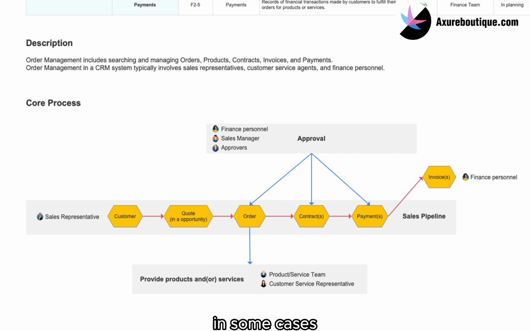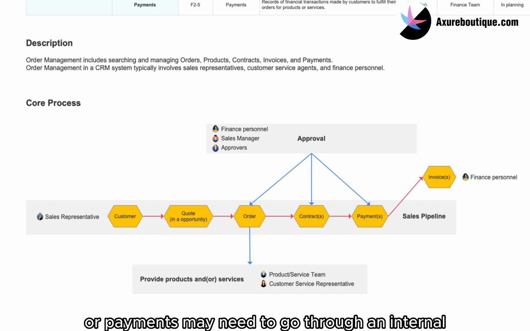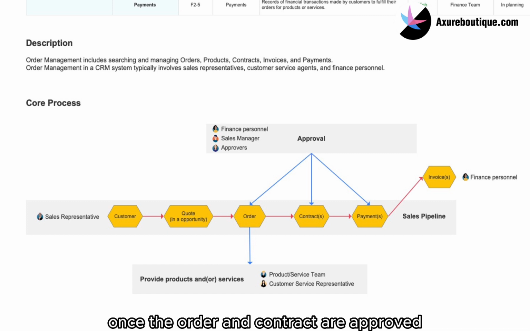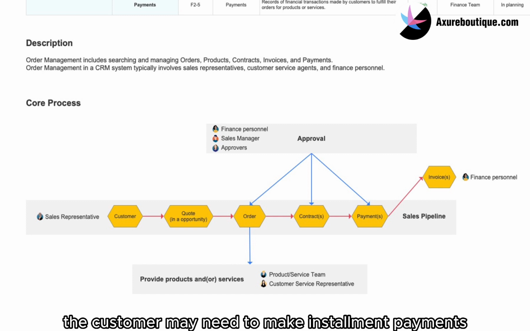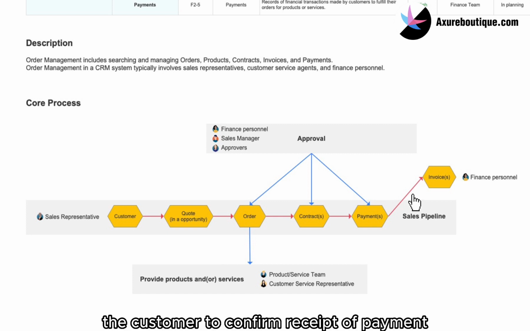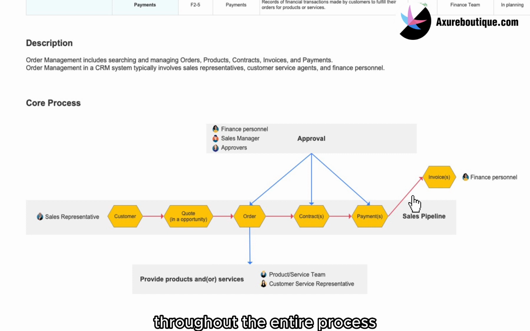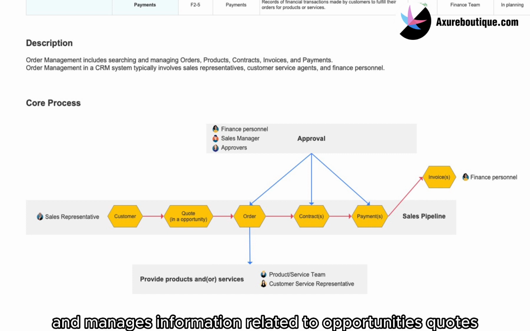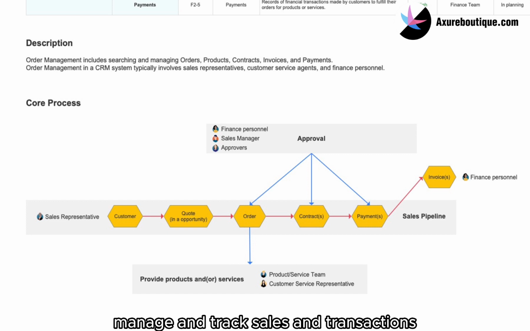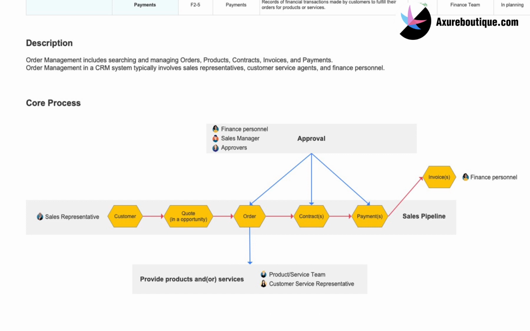In some cases, orders, contracts, or payments may need to go through an internal approval process to ensure compliance and accuracy. Once the order and contract are approved, the customer may need to make installment payments according to the terms of the agreement. Finally, the company will send an invoice to the customer to confirm receipt of payment. Throughout the entire process, the CRM system records and manages information related to opportunities, quotes, orders, contracts, installment payments, invoices, and more, helping the business manage and track sales and transactions.